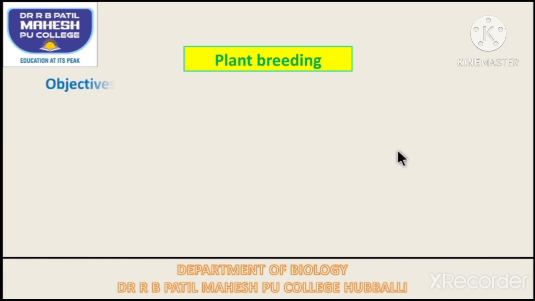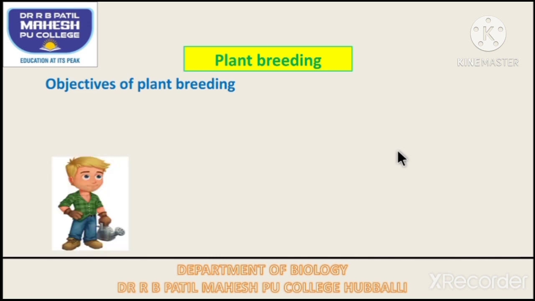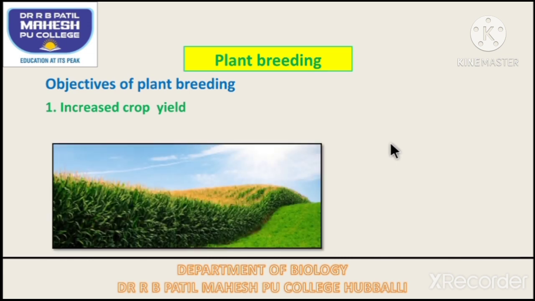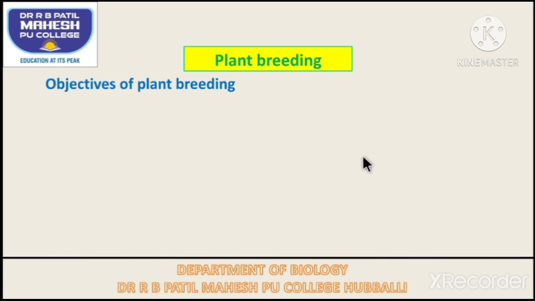Plant breeding: what are the objectives? What is the meaning of objective? It can be said as goals, or in common language can be called a wish list. What sort of plants do we want from this program? We need a plant with increased crop yield. See here, the production should be highest because the population is increasing like anything.